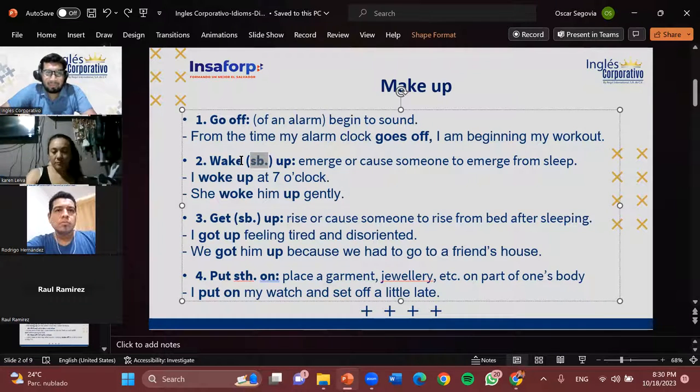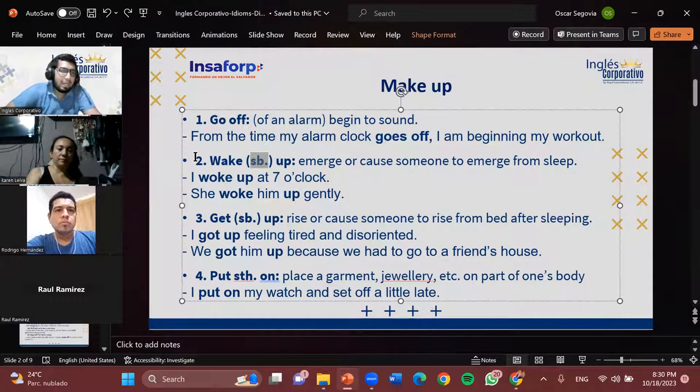However, when you say something like wake Leonardo up, that is still going to mean that Leonardo is emerging, or causing someone to emerge, from sleep. Now, there is also a huge difference between waking up and getting up, because people sometimes confuse both of them. Waking up is the act of coming out of your sleep. It doesn't mean that that's exactly when you leave your bed. That is what you do when you actually get up.